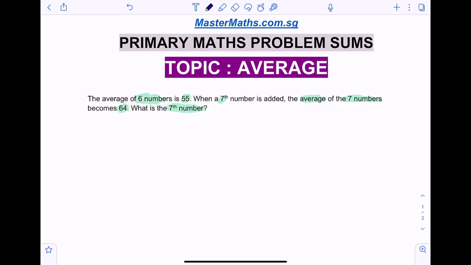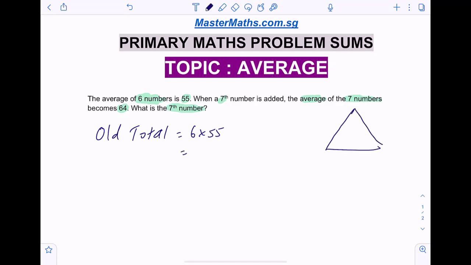Okay, so what we do is this: we can find the whole total first, which is 6 times 55. Remember, the TAN diagram, total is average times number. So the whole total is 6 numbers, average was 55. So 6 times 55, 330.